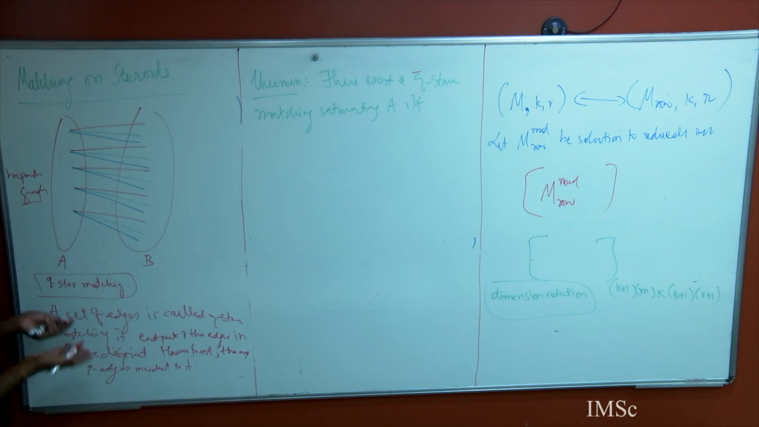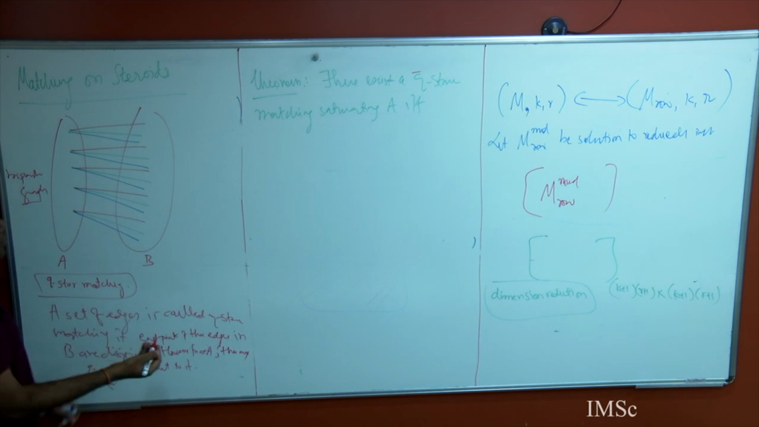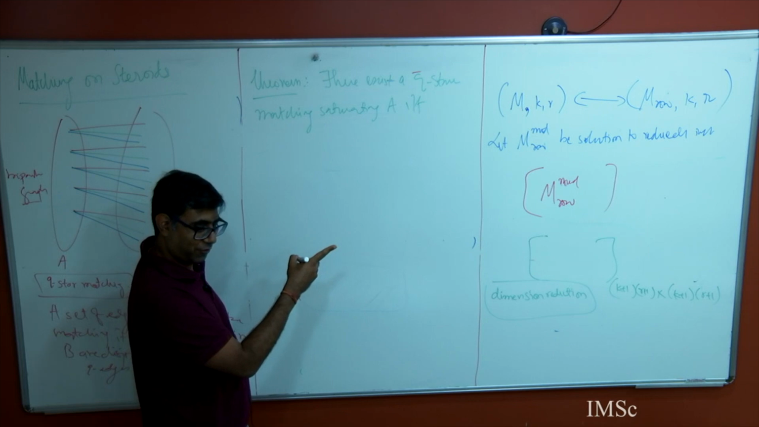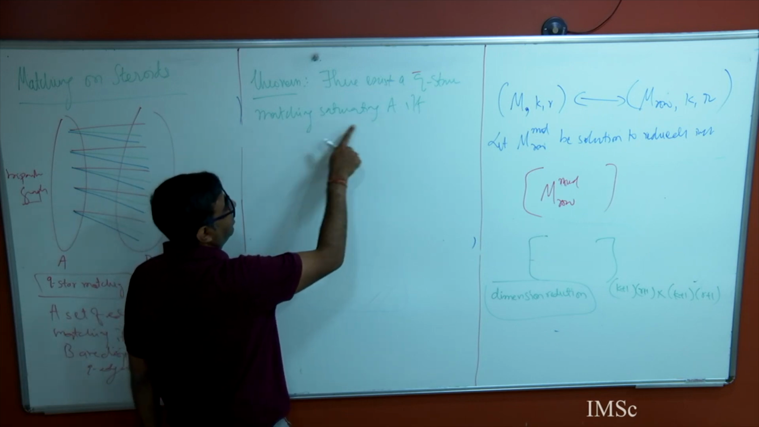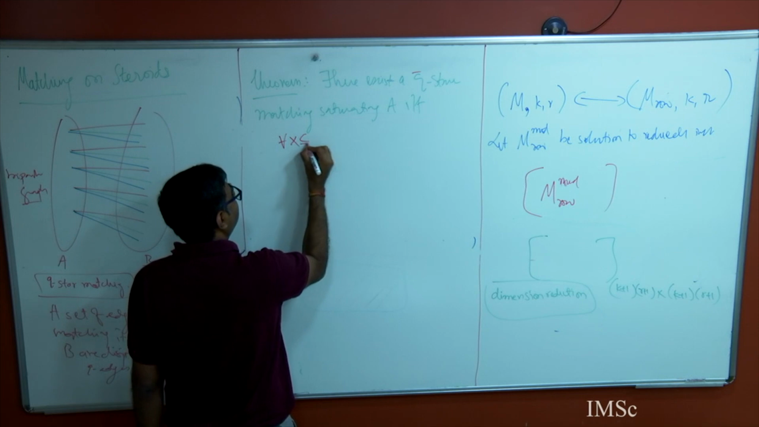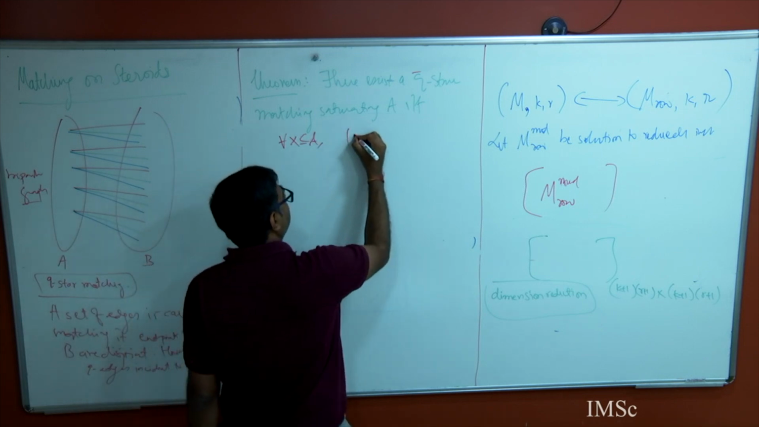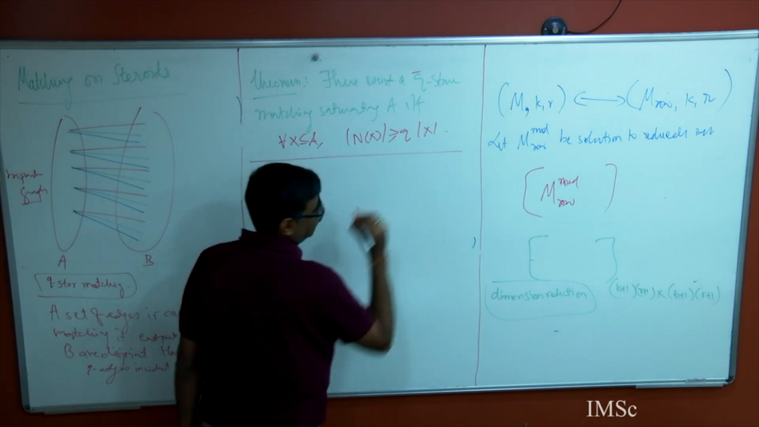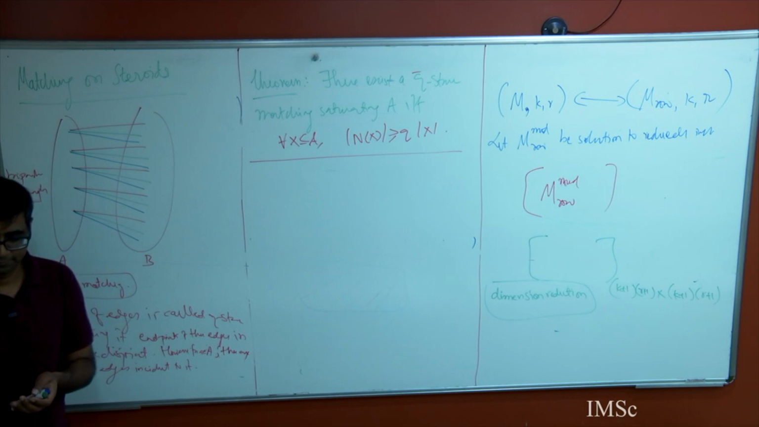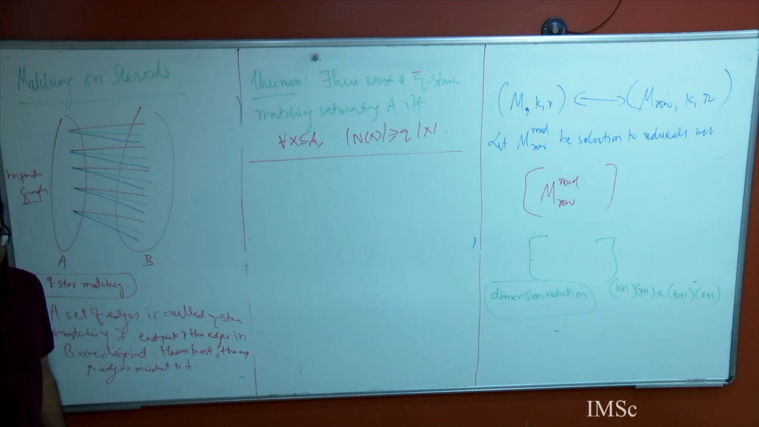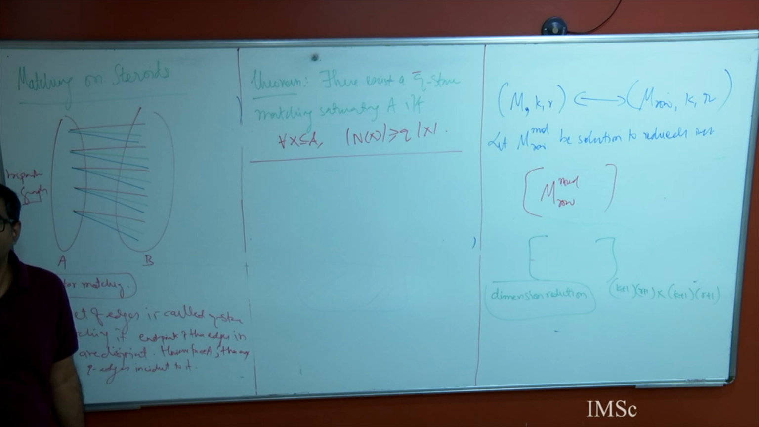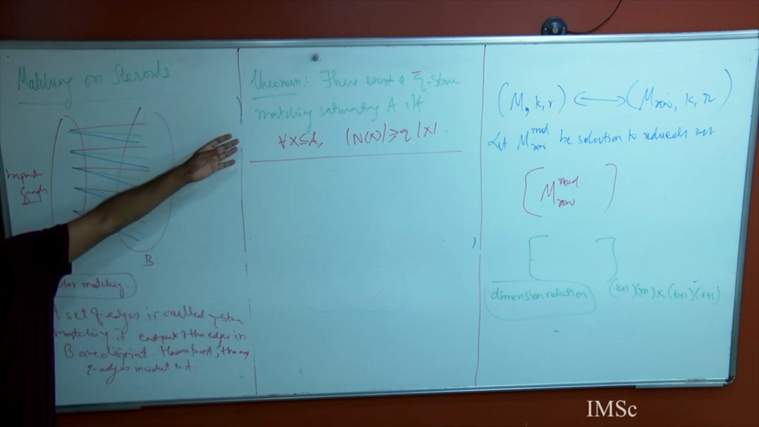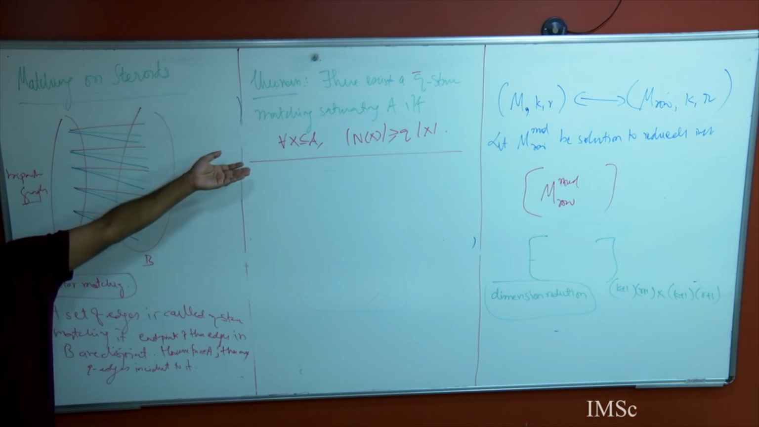At least that is required, right? Otherwise it's not going to happen. One direction is trivial, but the other direction is not. There exists a Q star matching saturating A if and only if for all X subset of A, the neighborhood of X is greater than or equal to Q times the size of X. How will we prove this? Doesn't it look like a matching on steroids?